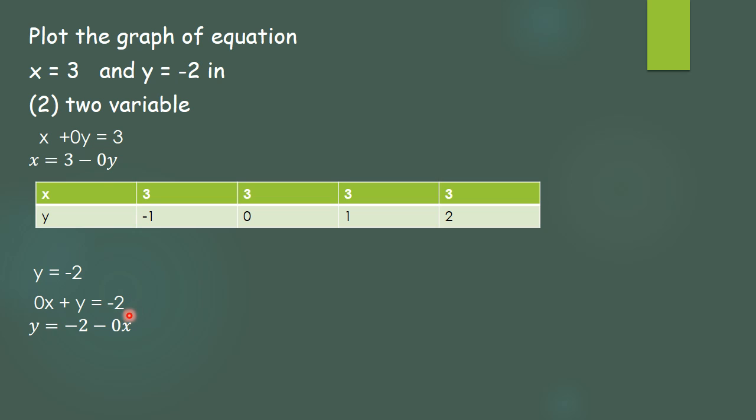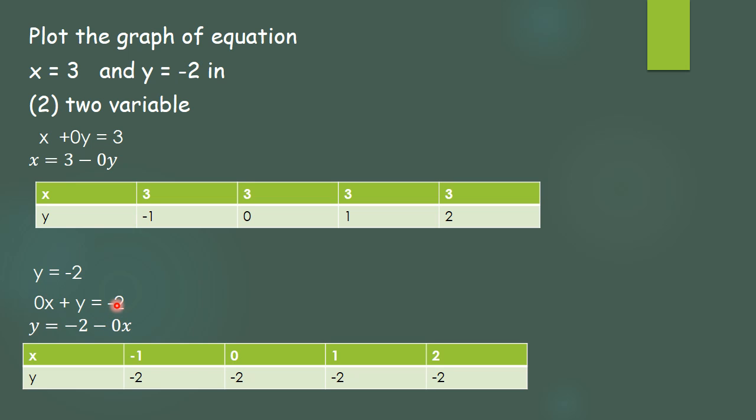Initially I stated that where we get the coefficient 0, we will take the values for that variable. In the earlier case y was missing, or we can say the coefficient of y was 0, so we took different values of y and calculated the values of x. Here x is missing, or the coefficient of x is 0, so we will take different values for x and we will calculate the values for y.